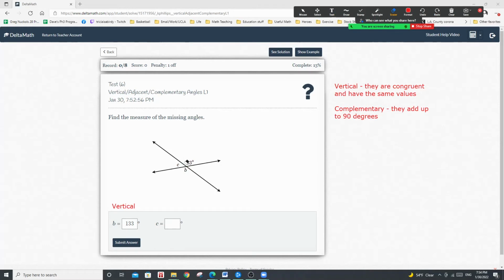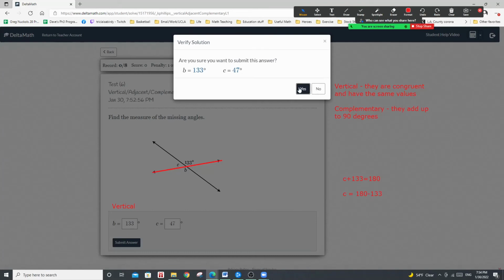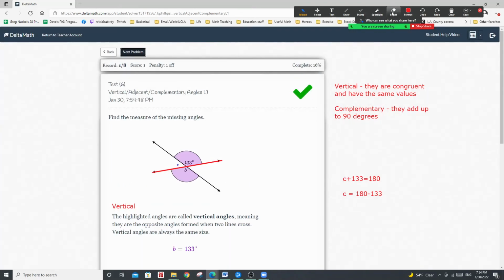The other one is, how do we find the value of C? If we draw this line across, we can see that C and 133 form a linear pair, okay? They are both on the same side of this red line. So that means C plus 133 equals 180. To find C, we can subtract 133. And the answer will be, use a calculator, you'll get 47. There we go. Next problem.